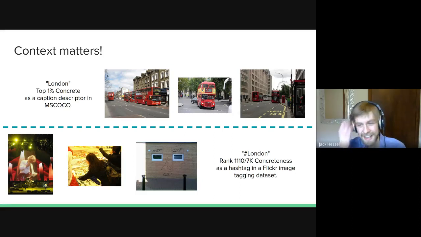In contrast, London is very visually dispersed in the Flickr dataset. This is because of how London is used in this context. It's used as a general hashtag, like a geotag, so any image that happens to be taken in London may be tagged with it. So we might be able to learn London as a groundable concept if we're training on Microsoft COCO, but not so much on Flickr.